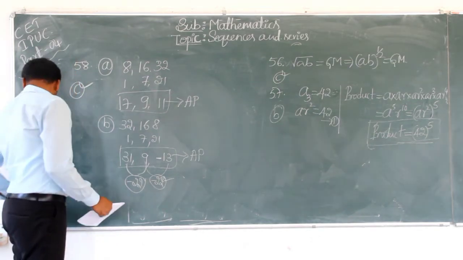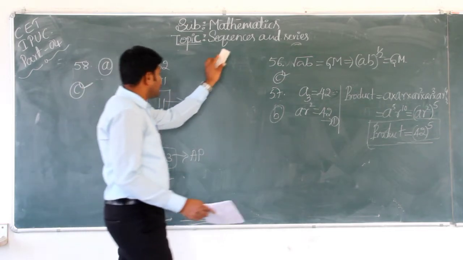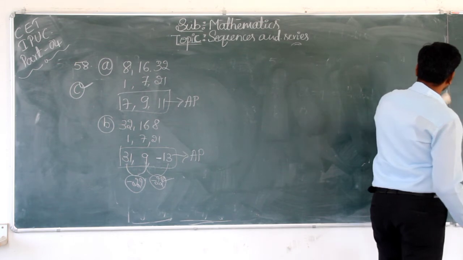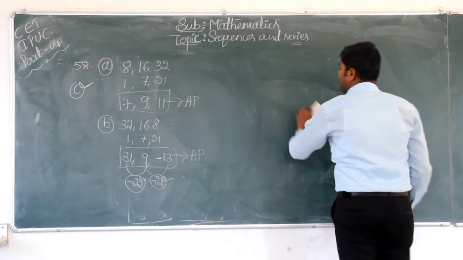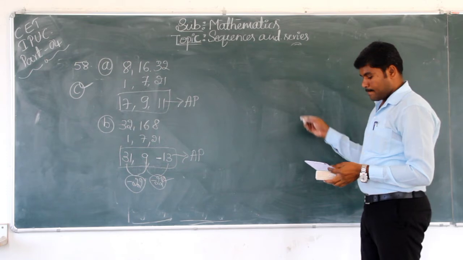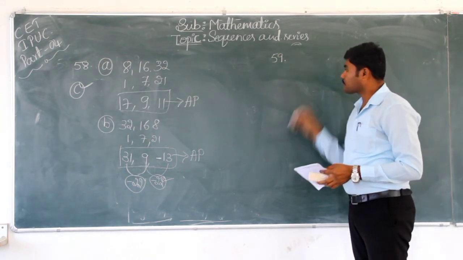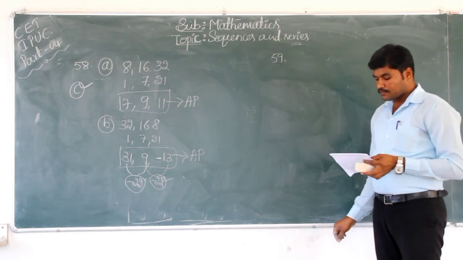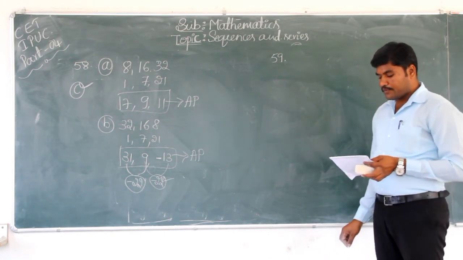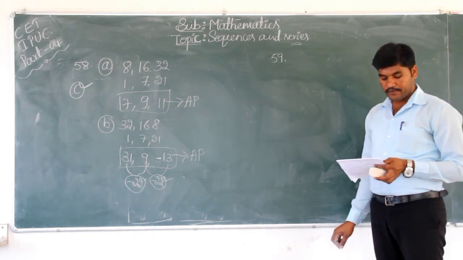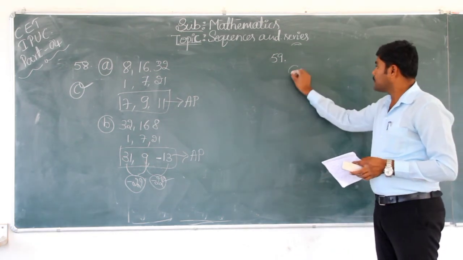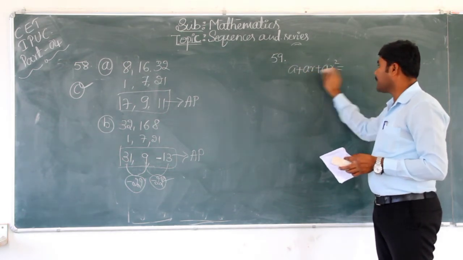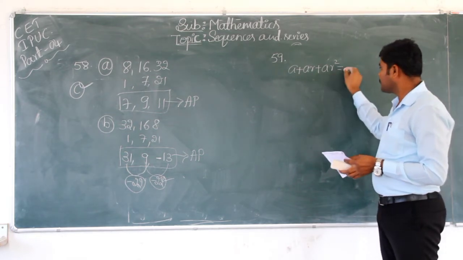Now, take the 59th one. The sum of the first three terms of a GP is 16 and the sum of the next three terms is 128. Find the sum of n terms. The sum of the first three terms: a, ar, ar square. Their sum can be written as a plus ar plus ar square, that is equal to 16.